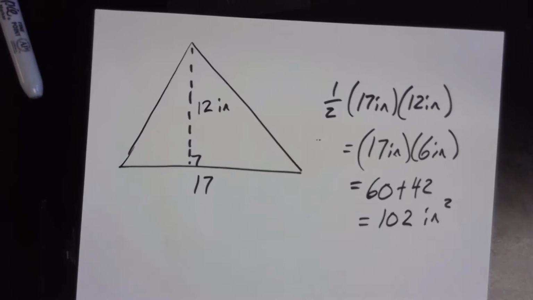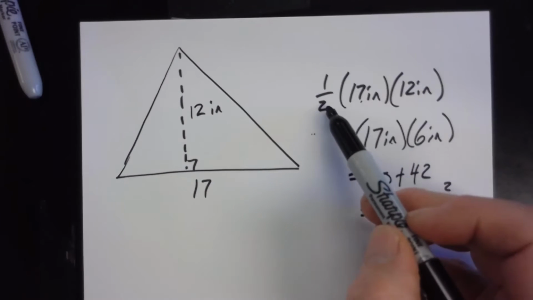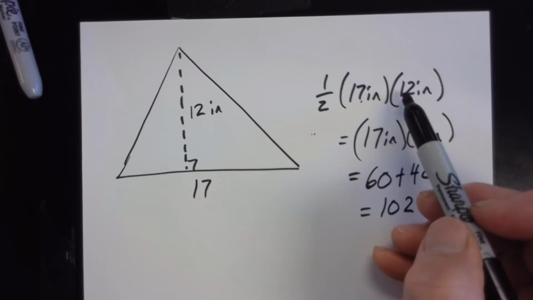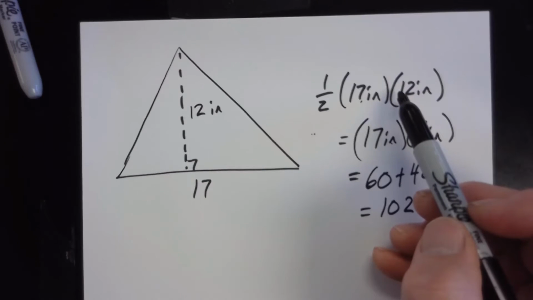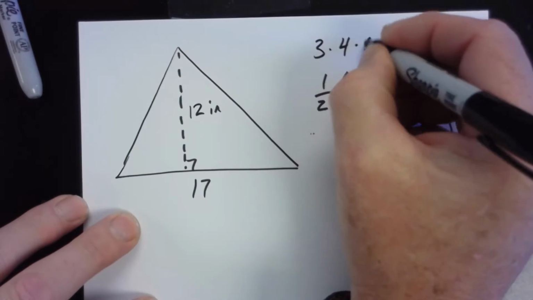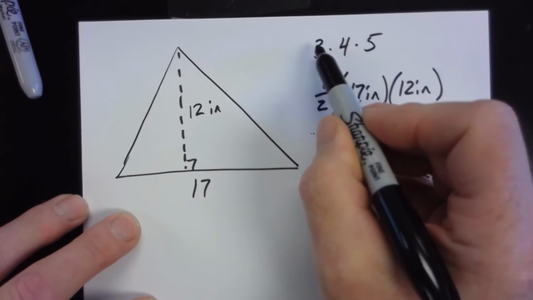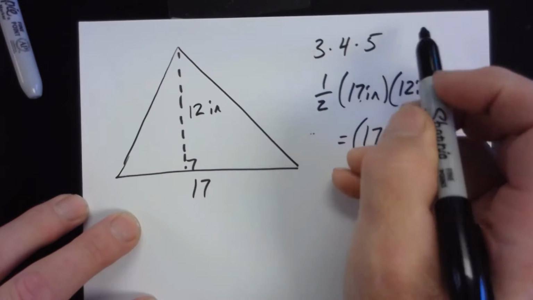Now, let me warn you about something. You don't go half of 17 and half of 12. That's double dipping. Okay, one or the other. Right? Like if I gave you 3 times 4 times 5, you wouldn't go 3 times 4 and 3 times 5 and then multiply the answer together, would you? No. Okay.